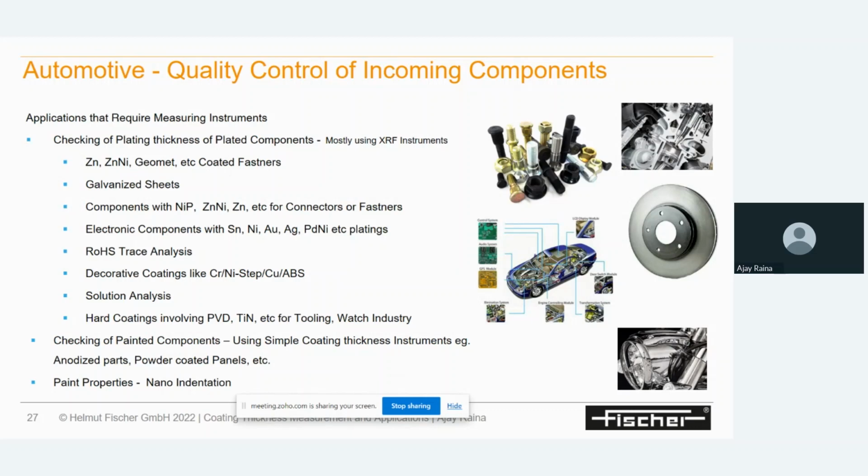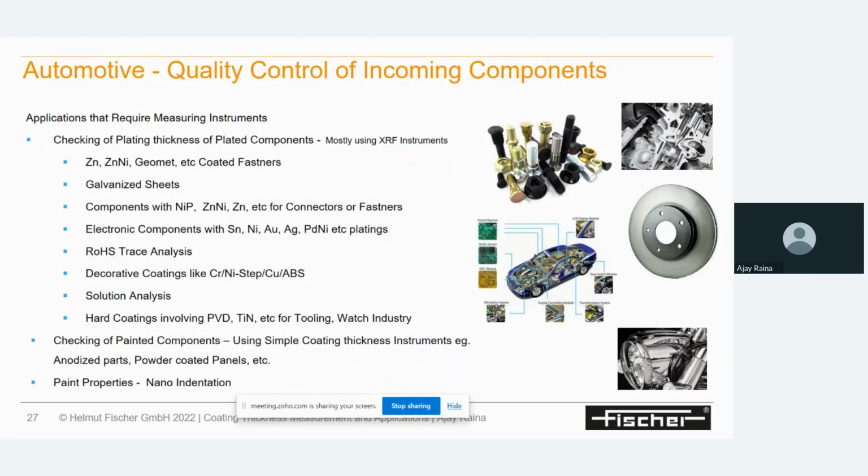If you are doing decorative coatings, like chrome nickel on copper on ABS, and you are doing a step test, then we recommend you go with the CMS instrument, which is a destructive method, which can give you information regarding the step application.